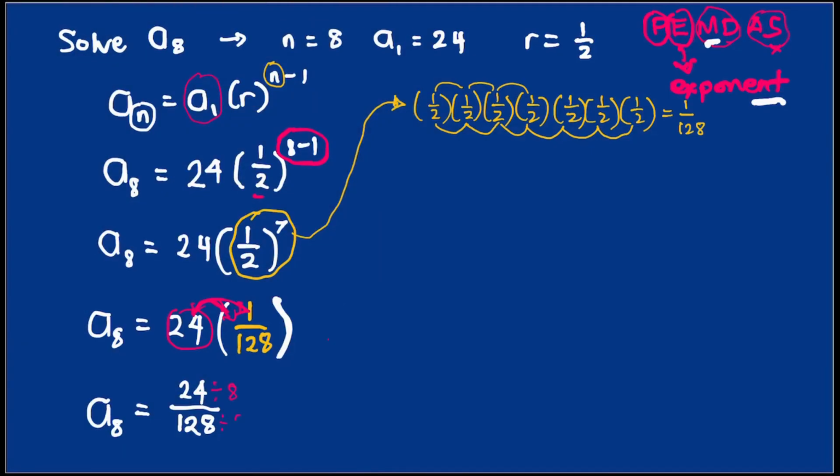So, we have 24 divided by 8. So, what's the answer there? So 8, 16, 24. So, that's 3. Then, 128 divided by 8. So, kung hindi kayo marunong mag-divide in this format, lagay natin siya sa ganito. So, 128 divided by 8.